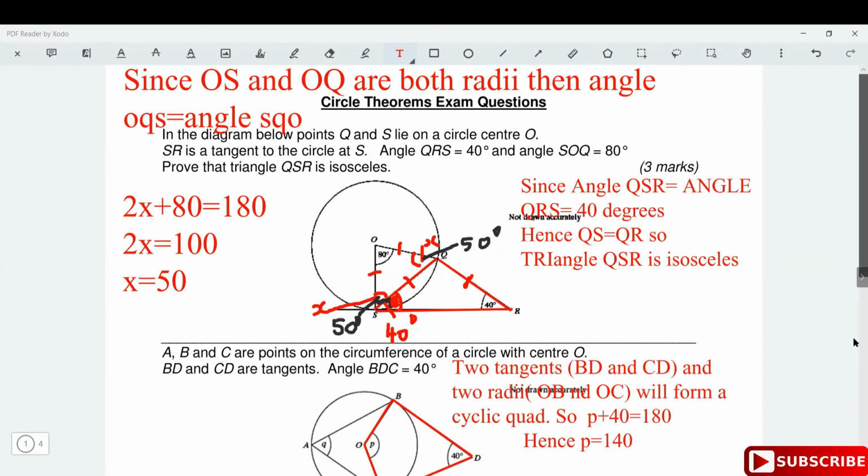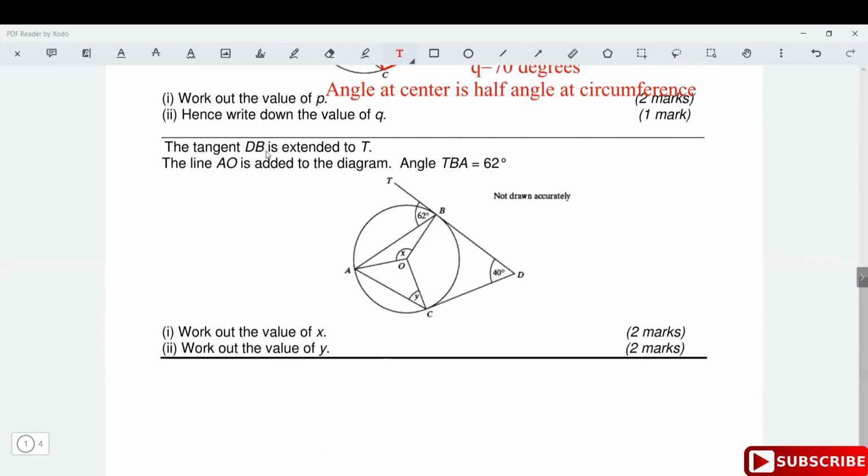Nice. Now this question right here says, the tangent DB is extended to T. The line AO is added to the diagram. Angle TBA is 62 degrees. And it says work out the value of X and then work out Y. Okay, now let's look closely at what we have right here. Right here we have a tangent. This is a tangent TD and this is a tangent CD. All right, so it's a cyclic quad.